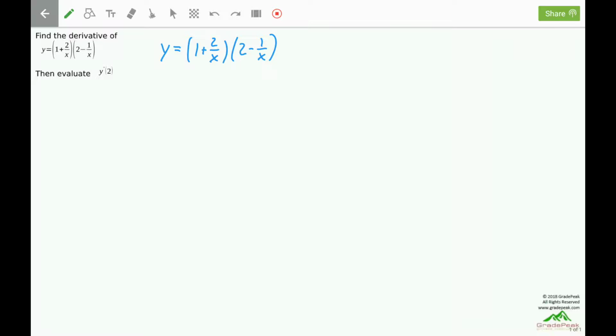We can take the product by FOILing this out. So let's go ahead and do that and see what we have after we FOIL it. First, 1 times 2, that's a 2. Outside, 1 times a negative 1 over x, that's a negative 1 over x. Inside, 2 over x times a 2, that's a 2 over 1, so 2 over x times 2 over 1. You multiply the numerators, 4. Multiply the denominators, x times 1 is just x, so 4 over x, positive.